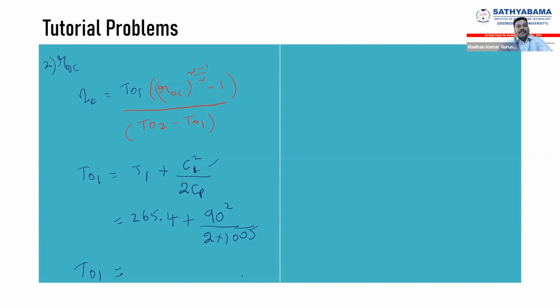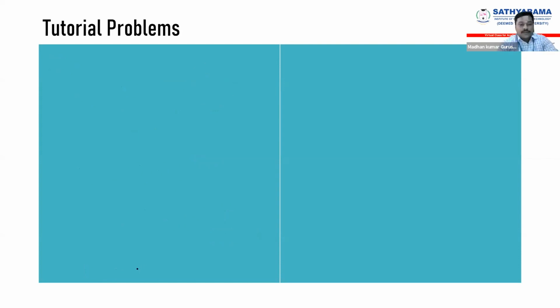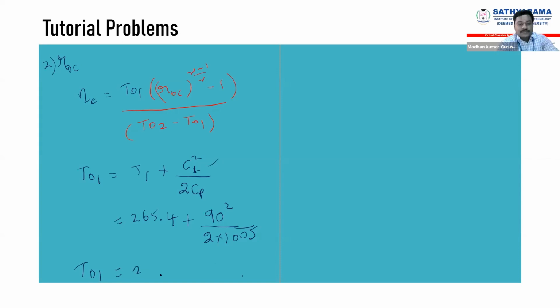Okay, students who are having a calculator in your hand, you can operate it and find the value of T01 and tell me the answer. Yes, it was 269.4 Kelvin, right? And then now you can substitute all the values in this equation.